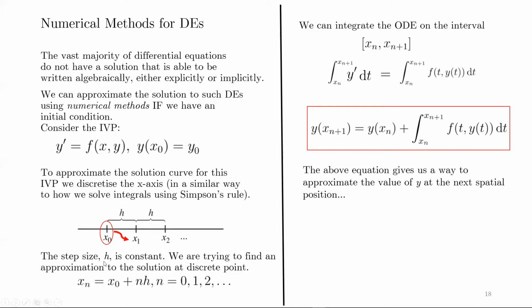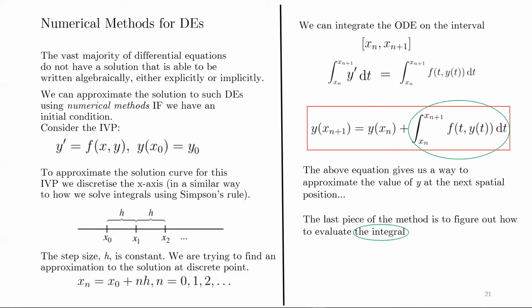So we know the value of y here at x0. We apply this formula to find the value of y at x1, so we move to x1. And then we do the same thing. We know the value of y at x1 over here, and we apply this formula to get the value of y at x2. Okay. The last piece of the puzzle, or the last piece of the method, is to figure out how to evaluate this integral here, or let's say how to approximate that integral here.